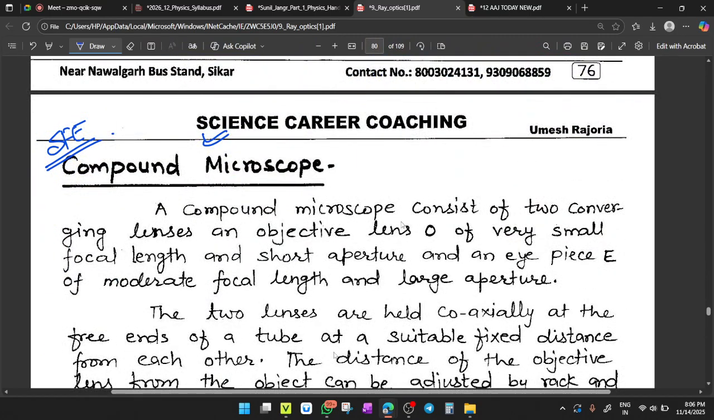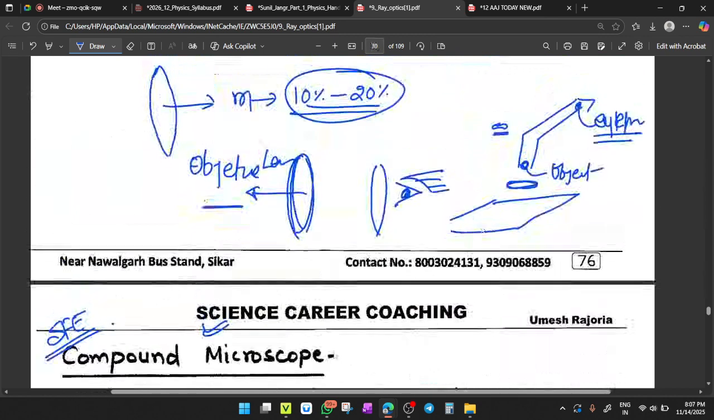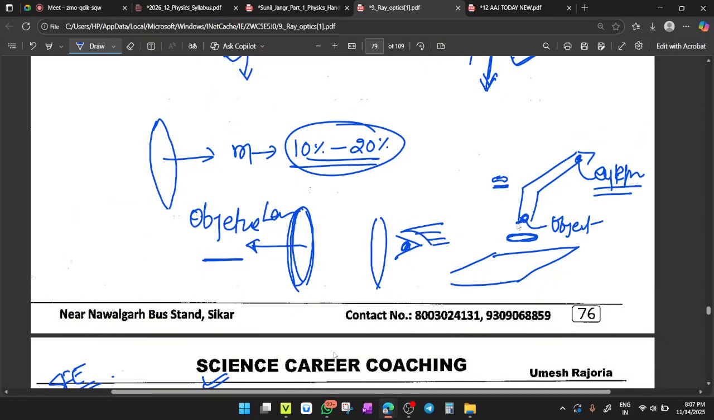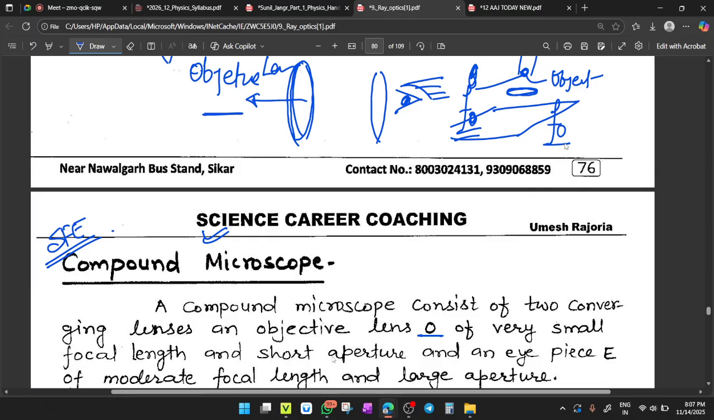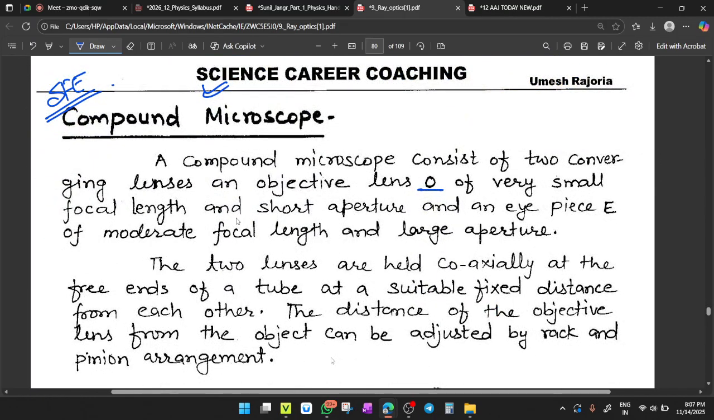Clear or not? So a compound microscope consists of two converging lenses, meaning convex lenses. As an objective lens, O is of very small focal length, because it is very close to the slide. So it has a very small focal length, f is very small. This is called the objective lens. The focal length of the objective lens is called FO, and its aperture is also very small. And an eyepiece E is of a moderate or somewhat larger focal length and is of large aperture. So two lenses are there.